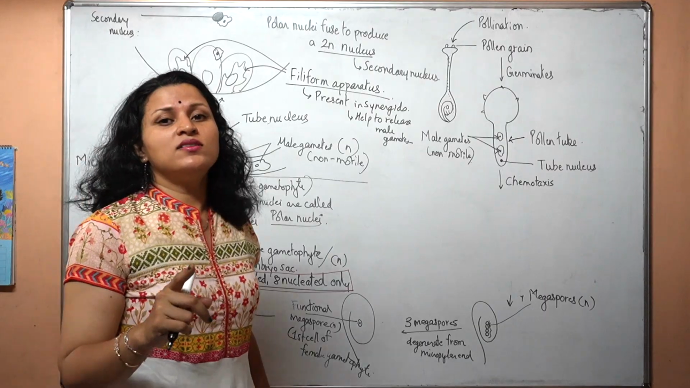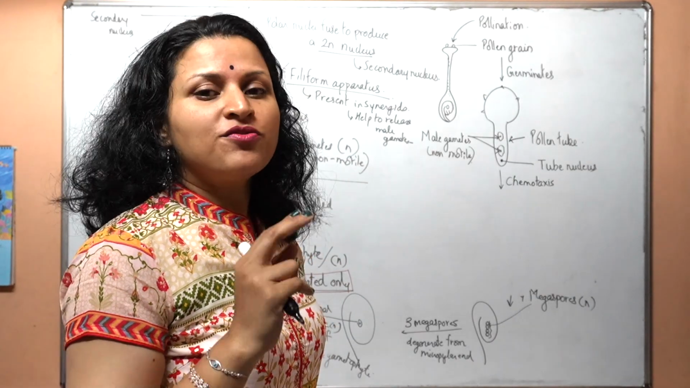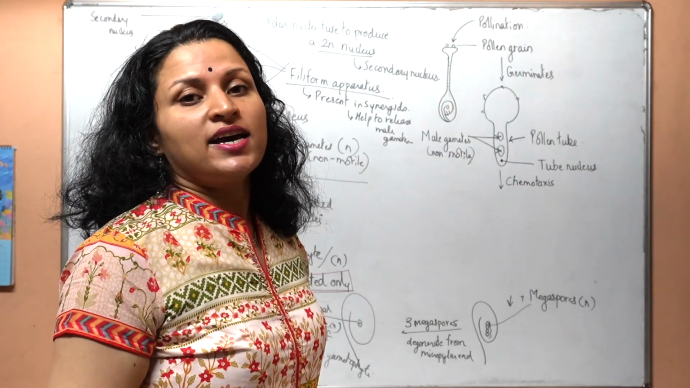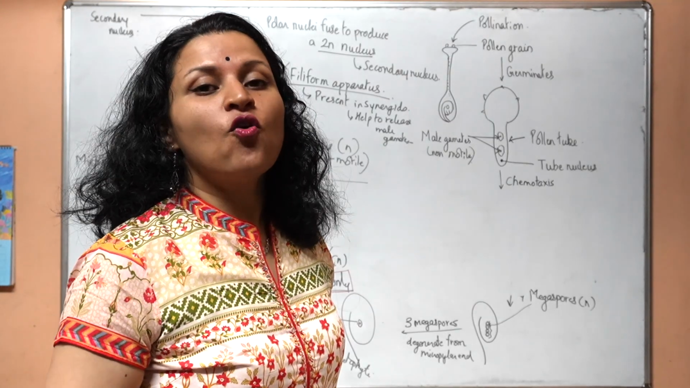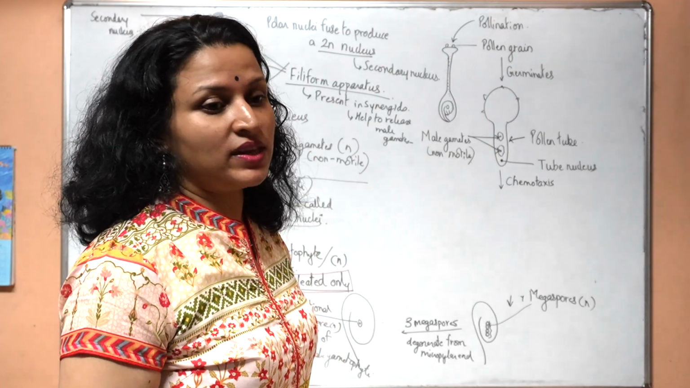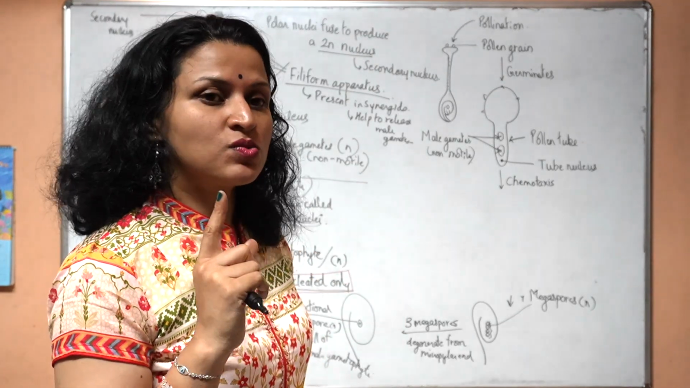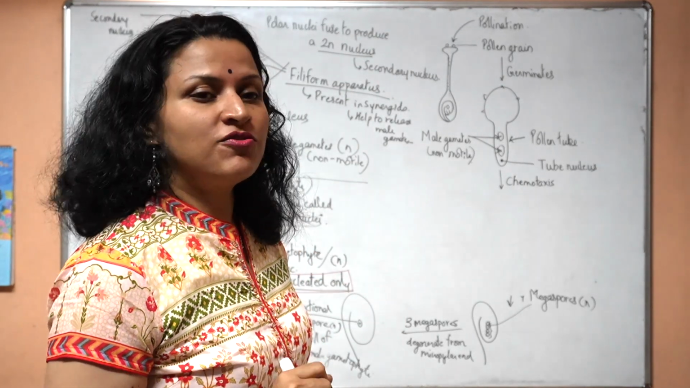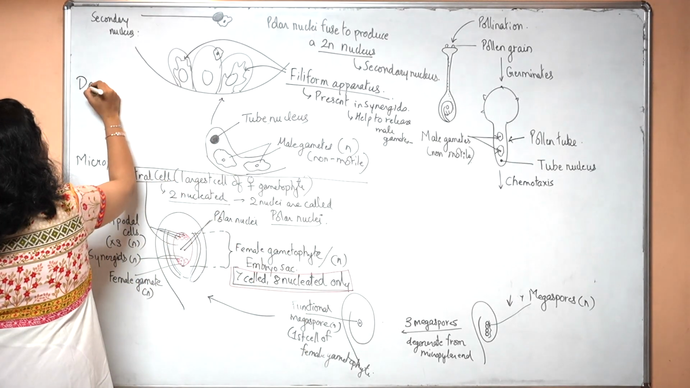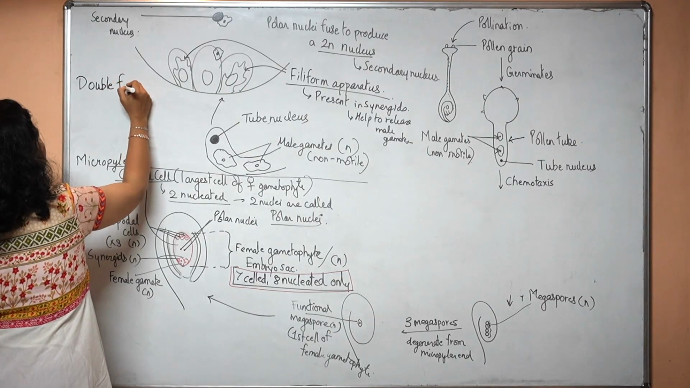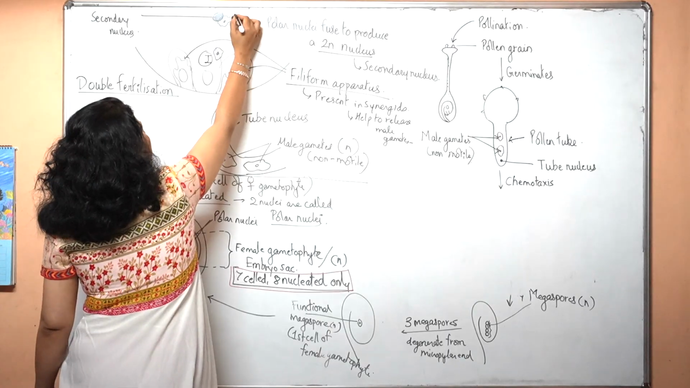There will be not one but two fertilizations in the angiosperms. Very, very important. This is called double fertilization, which is a characteristic of only the angiosperms. In gymnosperms there was just one fertilization of the male gamete with the female gamete. Over here there are two fertilizations. This phenomenon is known as double fertilization. Let's mark them as 1 and 2 and let's discuss.